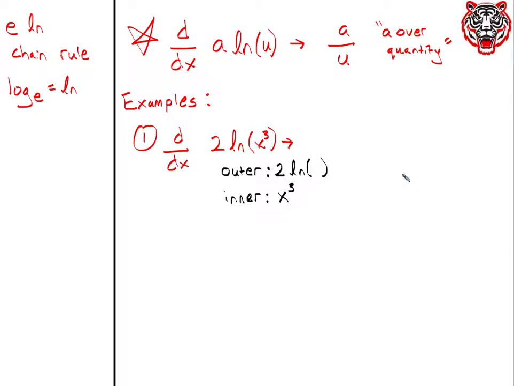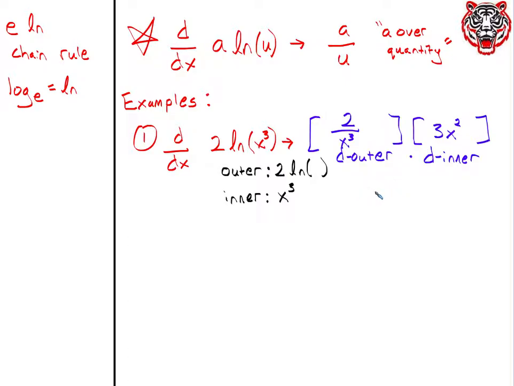So we know our basic setup is going to be d-outer times d-inner. Here we go. D-outer is what? It's going to be 2 over something. 2 over, and it's whatever quantity you start with. Our quantity was x cubed. 2 over x cubed. And d-inner, derivative of inner, is 3x squared. So if you multiply these together, maybe I can simplify this down here. I should have done this in red. I'm going to go back and just rewrite this in red so it looks consistent.